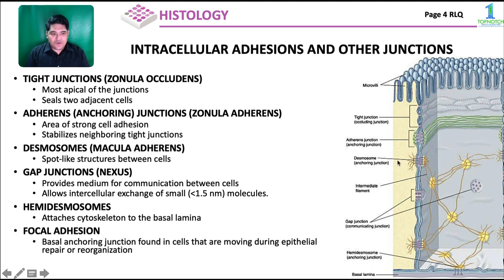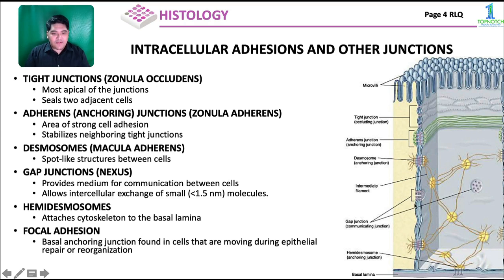Then you have your desmosomes or your macula adherens. Also an anchoring junction. It is a spot-like structure between cells. And then you have your gap junction or nexus, another term. It is a hole, provides a medium for communication between cells. And actually, this is the structure that is important in the syncytial or synchrony of the contraction of your smooth muscles and of your cardiac muscles. It allows the inter-exchange of your small molecules.